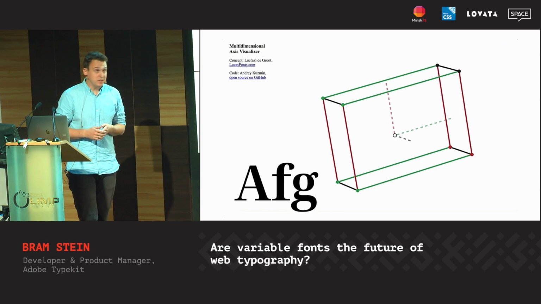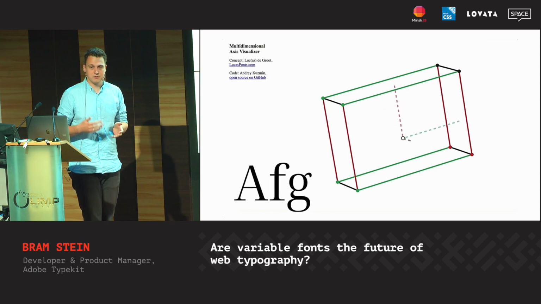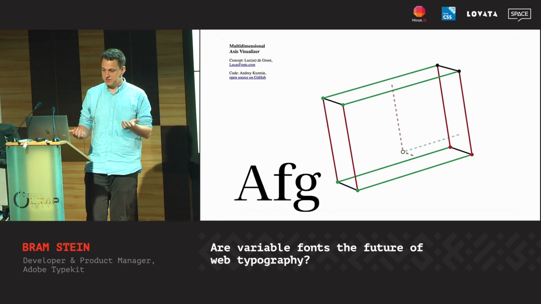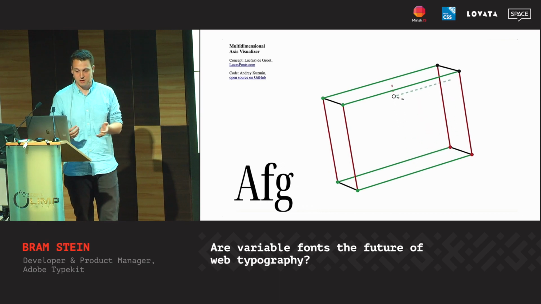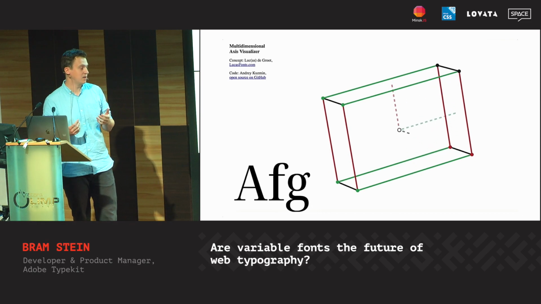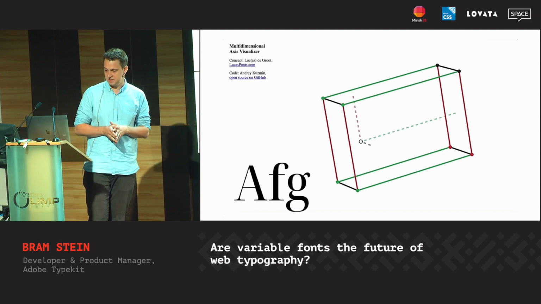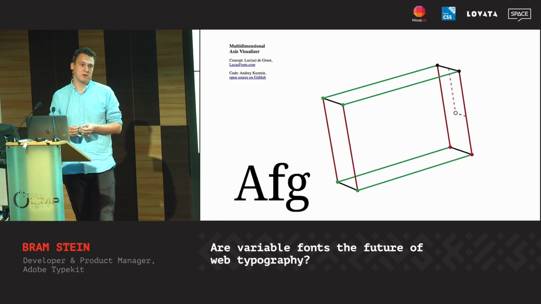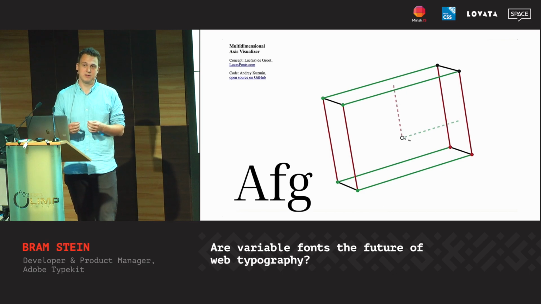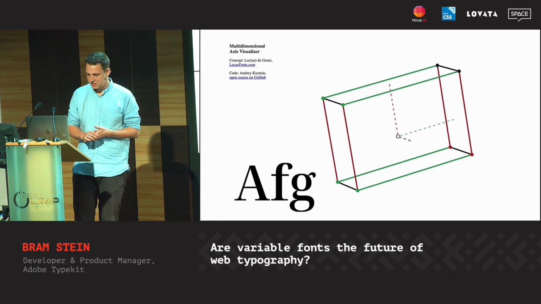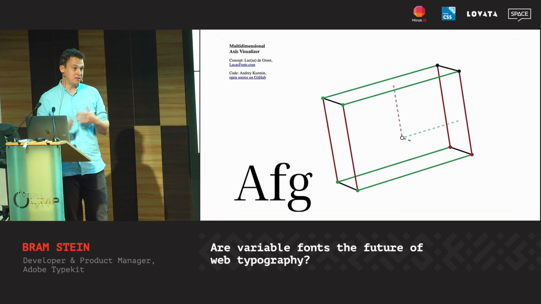And these axes are not standalone. You can combine them. So for example, this shows the width, weight, and optical size axes visualized as a 3-dimensional space. And you can select any point in that space to get a completely unique font. And in variable fonts, we call this the design space.